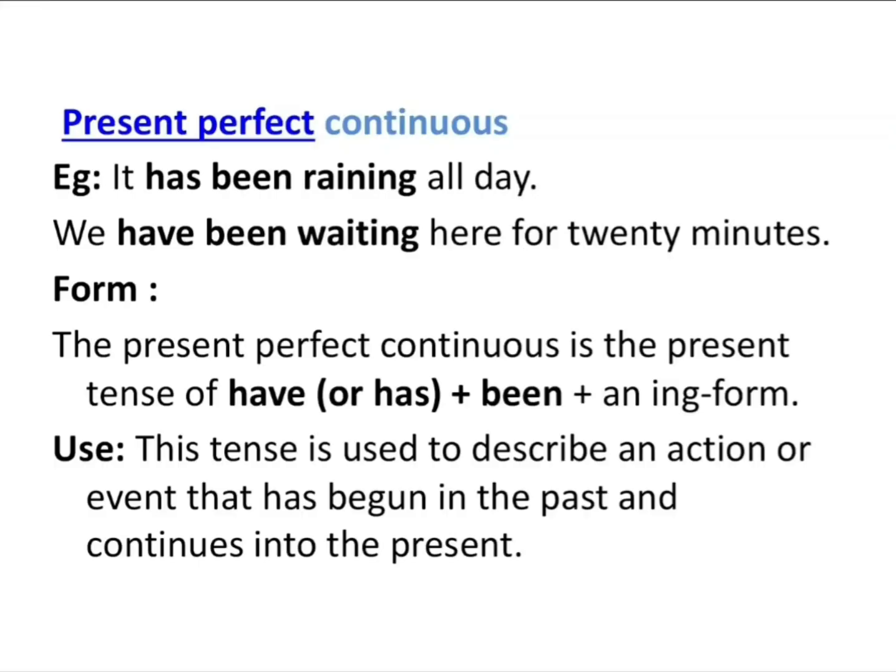The last form of the present tense here is present perfect continuous. For example, it has been raining all day, or we have been waiting here for 20 minutes. So the form, in order to put verbs in present perfect continuous: the present perfect continuous is the present tense of have or has plus been plus an ing form. The use of this present tense: it is used to describe an action or event that has begun in the past and continues into the present.